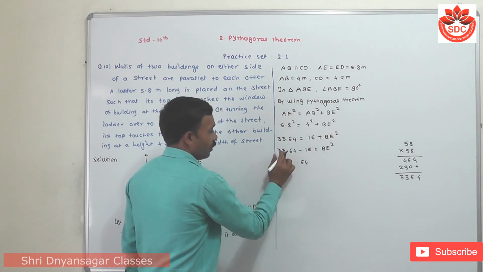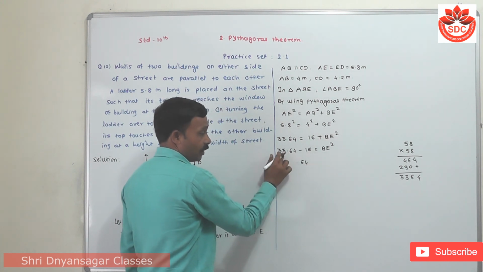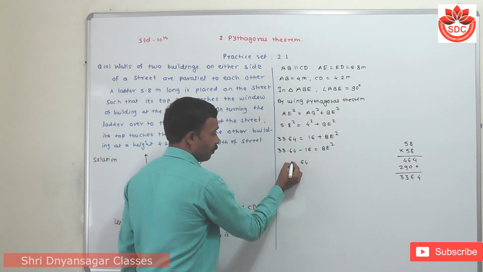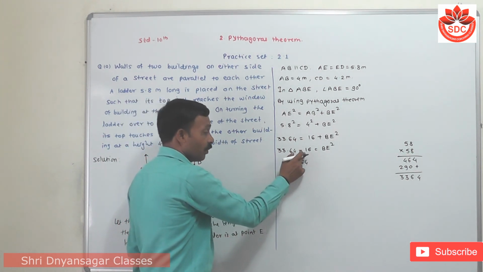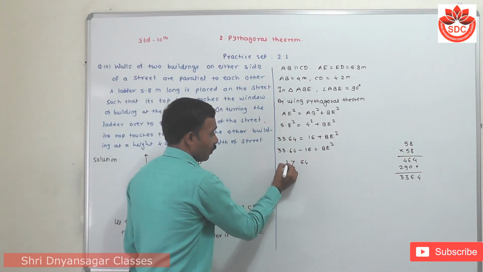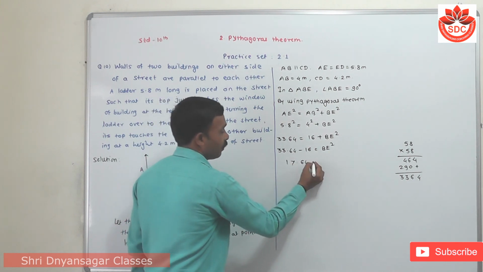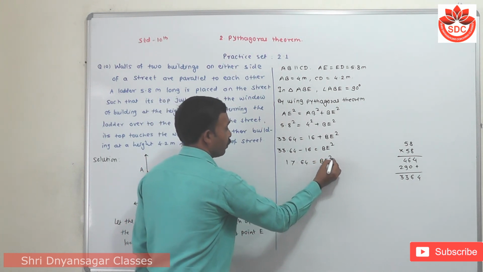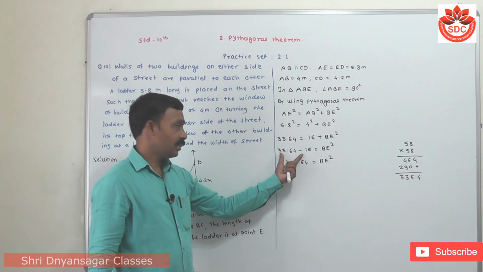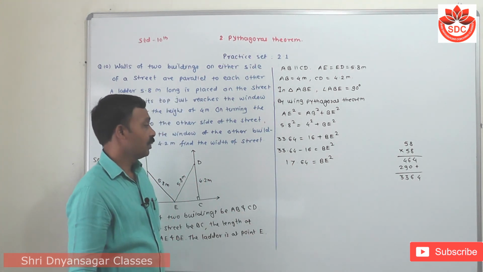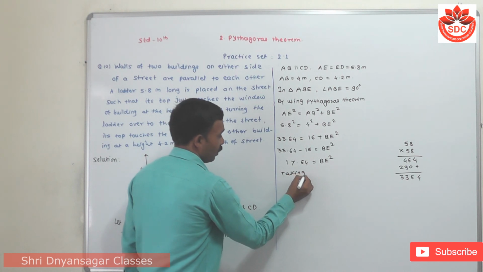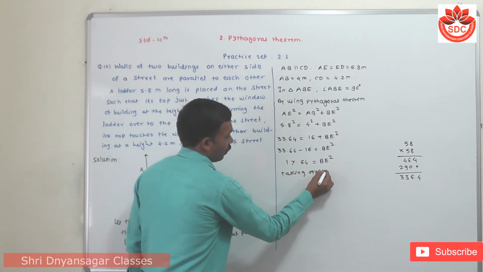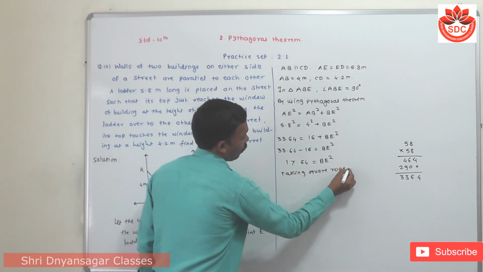Then we cannot subtract 6 from this 3. Take carry from here. Here becomes 13. 13 minus 6 becomes how much? 7. Then here is remaining 2. 2 minus 1 is 1. Means that 17.64 is equal to BE square. If the calculation is not understood, try it on the side. Okay. Now taking square root of both sides.